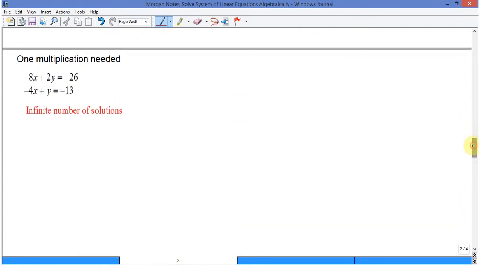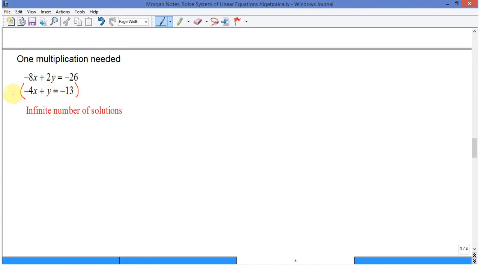Let's do the next one. Once again, we can see that if I just add these like they are, neither the x nor the y will cancel out. But if I can take this equation right here and multiply it by negative 2, that will cause this y to be a negative 2, and when I add it to the first equation, then the y terms will drop out. So let's go ahead and try that.